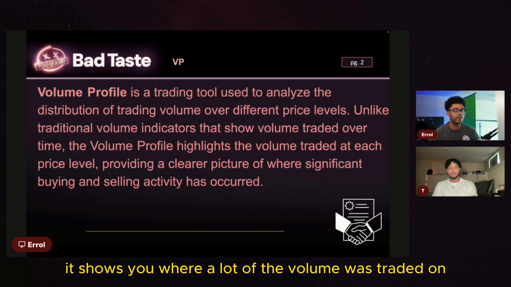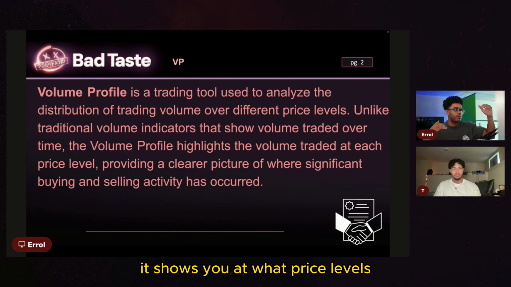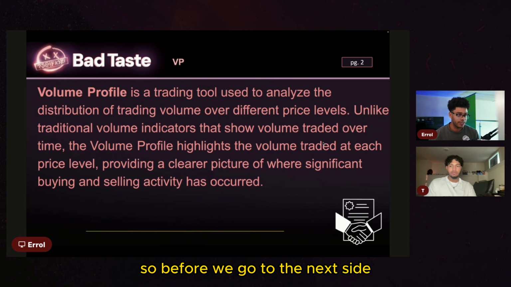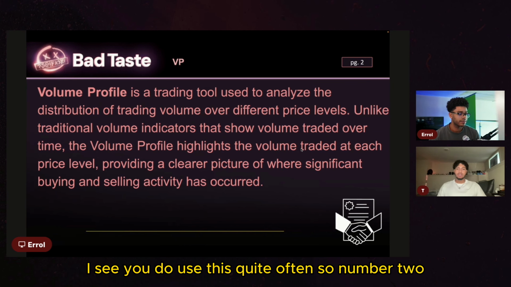It shows you where a lot of the volume was traded. Not only that, it shows you how much volume was traded, and at what price levels a lot of that volume was traded. So before we go to the next slide, do you have any questions so far? No, it seems cool. I see you do use this quite often.